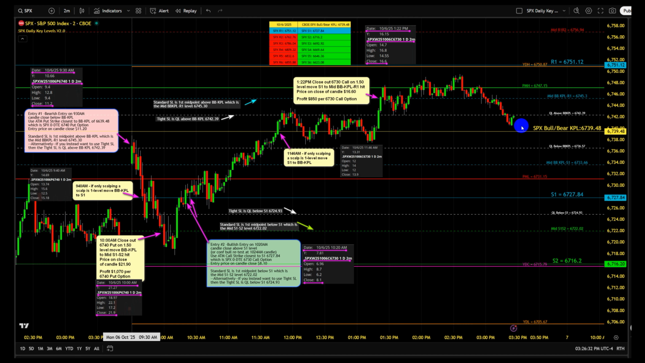but just for telling you what the default is, you're going to have the BBKPL, you're going to have the R1 through R6, S1 through S6, and then you're going to have this QL above and QL below the BBKPL, your midpoint above and midpoint below the BBKPL, and then you're also going to have these other levels, which are YDH, YDL, YDC. So what these are is YDH is the previous day's RTH session high.